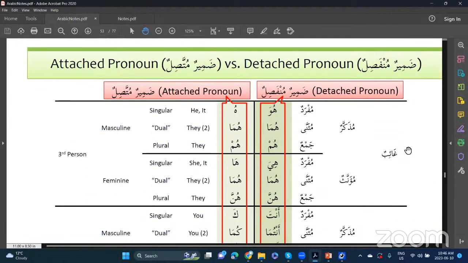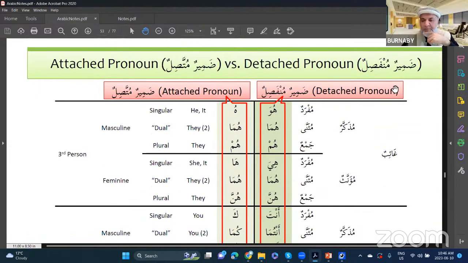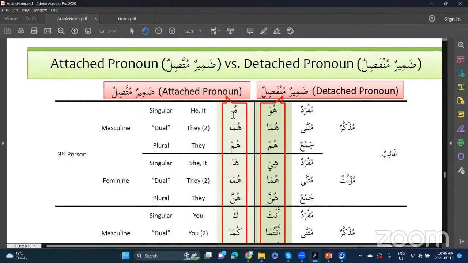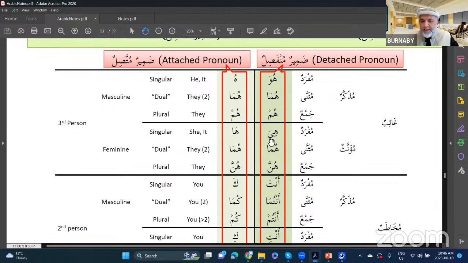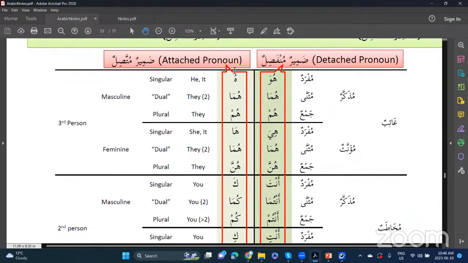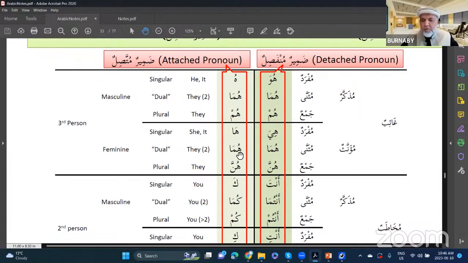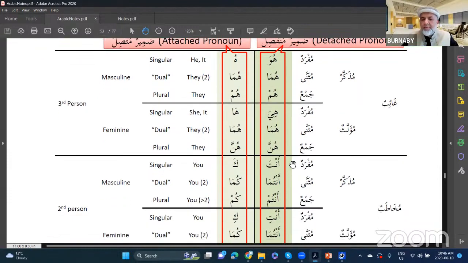Now, let's take a look at this. So, the detached pronoun is huwa, and it is rafa status, and the attached pronoun is hu. See, there is a difference between huwa and hu. The waw is missing. Agree? Huma and huma is the same. Hum and hum is the same. In the detached, it is hiya. In the attached, it is ha only. Huma, huma, same. Hunna, hunna, same.